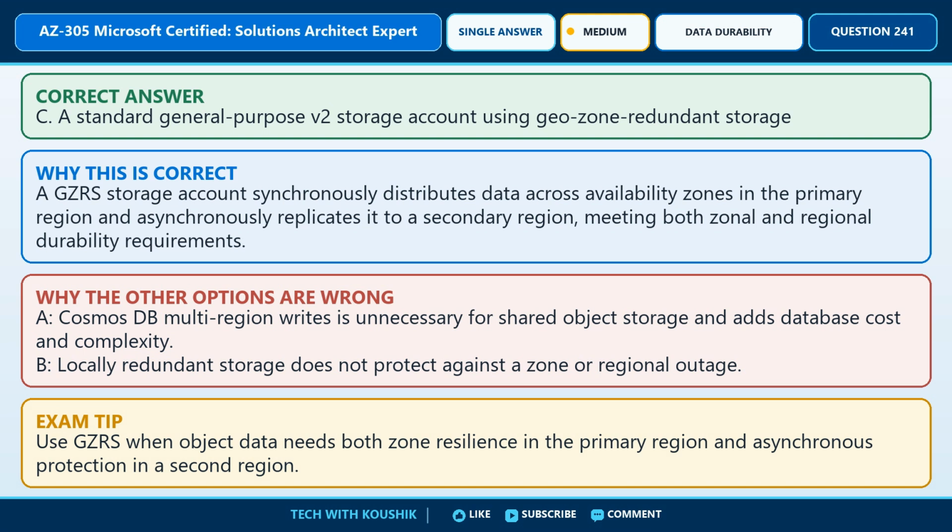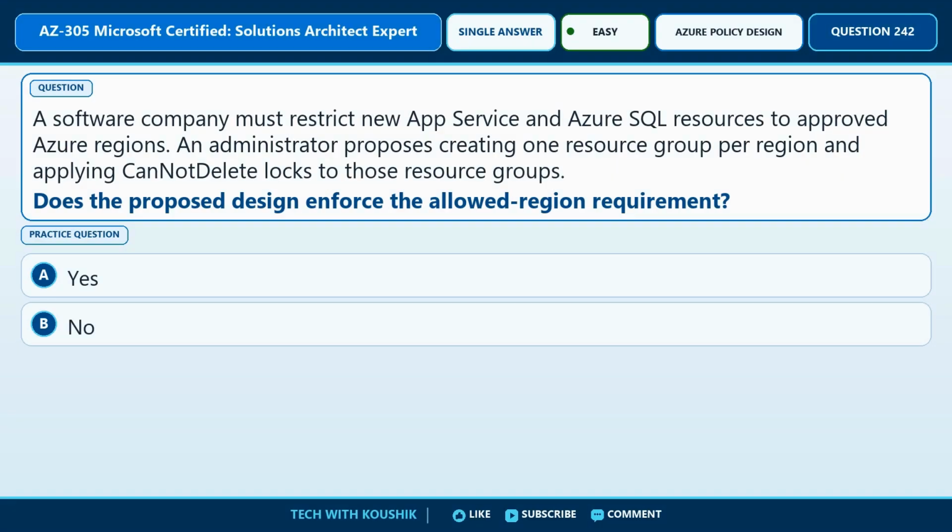The key takeaway is: use GZRS when object data needs both zone resilience in the primary region and asynchronous protection in a second region. Question number 242.